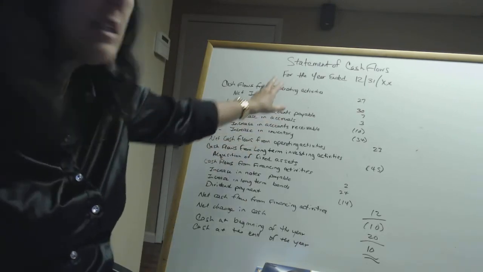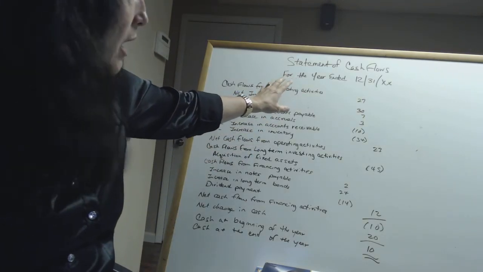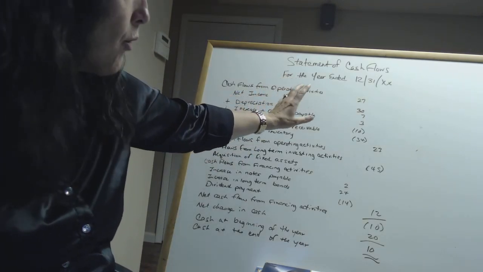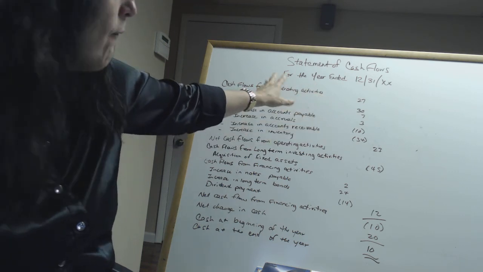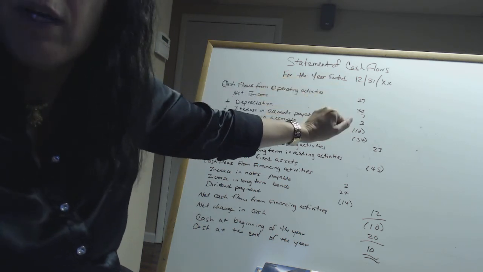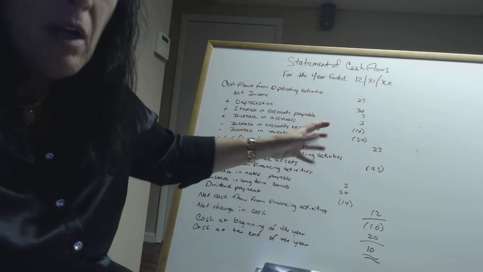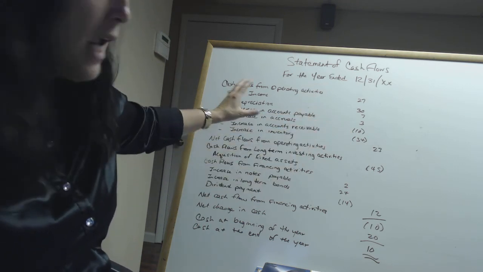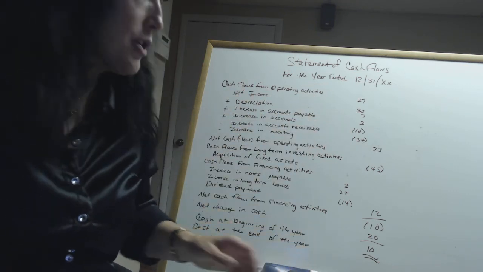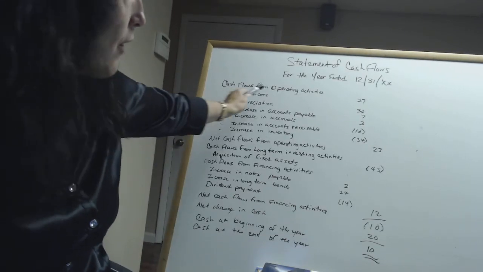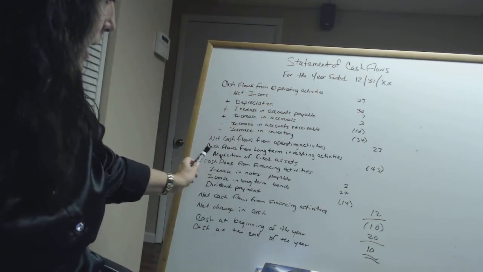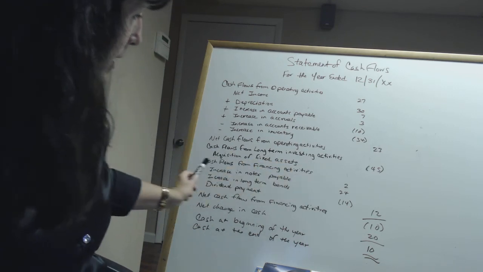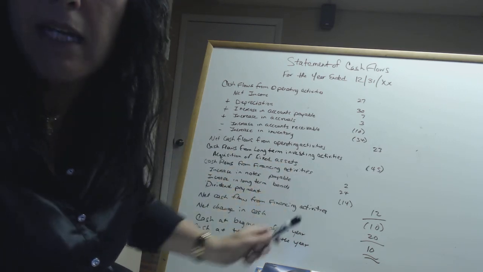At the top we have statement of cash flows. This statement also is for a period of time. So we have for the year ended 12/31/X. So this is for 1 year, all the transactions for 1 year. And this statement has 3 sections. Cash flows from operating activities, cash flows from long-term investing activities, and cash flows from financing activities.